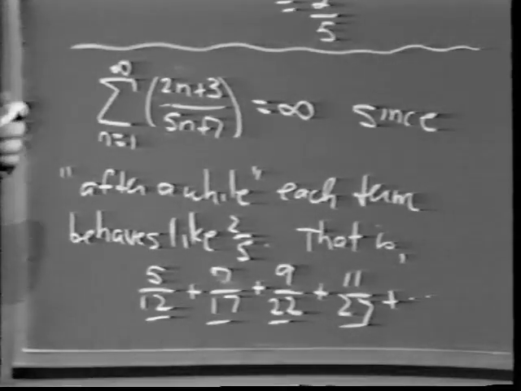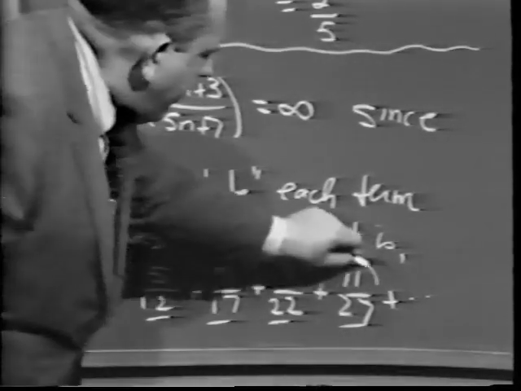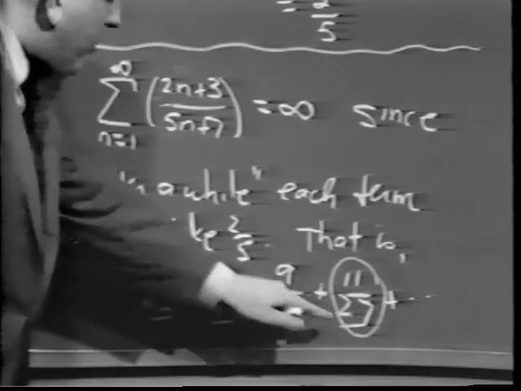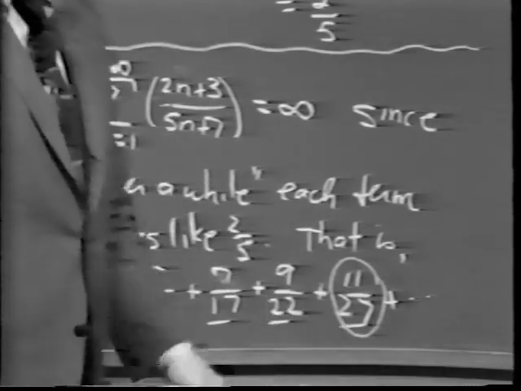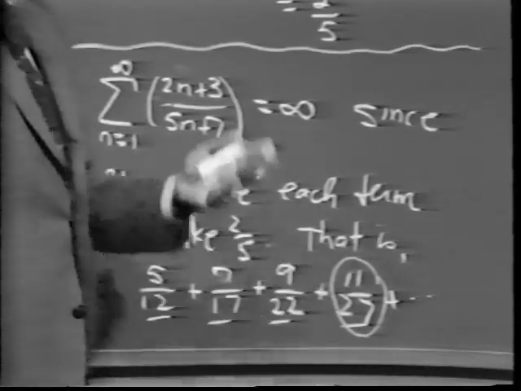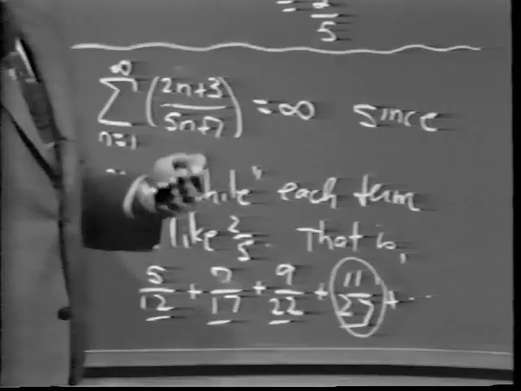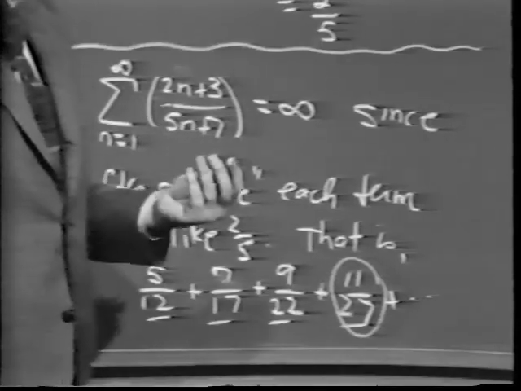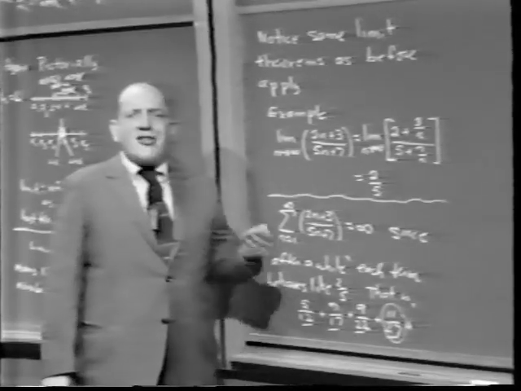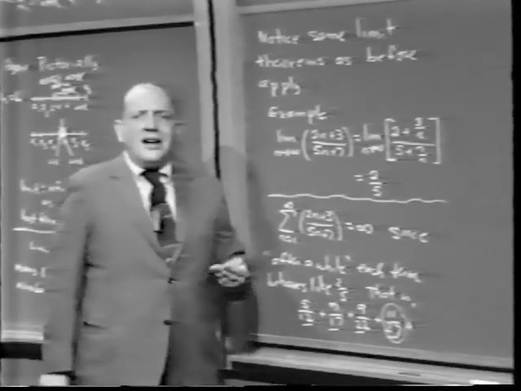The thing whose limit was 2/5 was these sequence of terms themselves. In other words, what we're saying is that after a certain point, every one of these terms behaves like 2/5. And what you're saying is, look, after a point, what you're really doing is essentially adding on 2/5 every time you add on another term. And therefore, this sum can get as large as you want just by adding on enough terms.